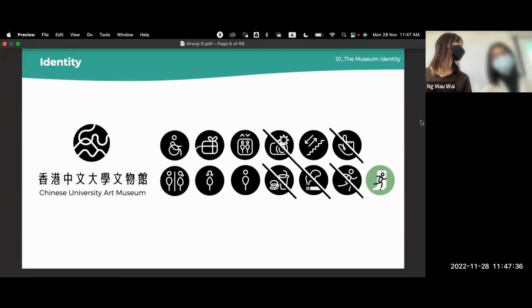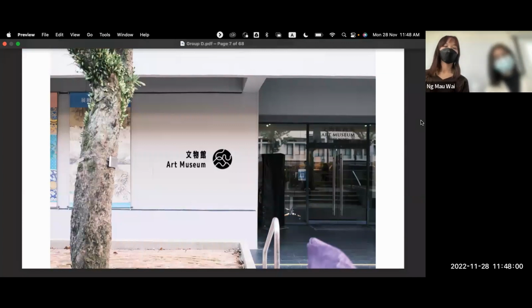So this is our logo and the pictogram. The logo uses curved lines to depict the mountain and the cow shape, and it also contains a hidden message. The curved line represents the four-letter form CUAM, which is the short form of the Chinese University Art Museum. The pictogram is also based on the logo. We use the curved line as the key element in this design.